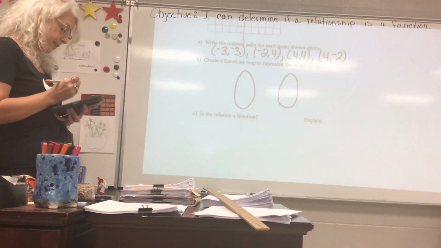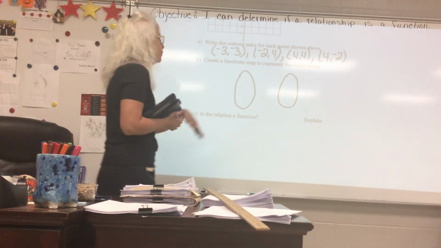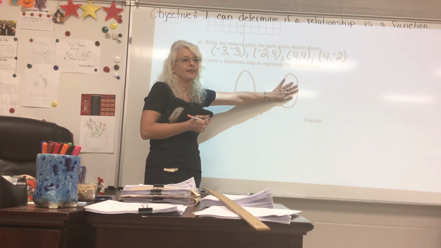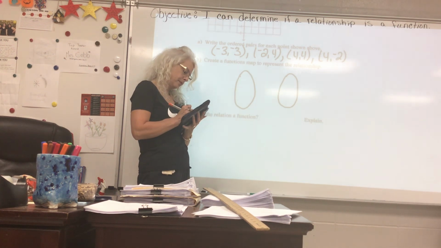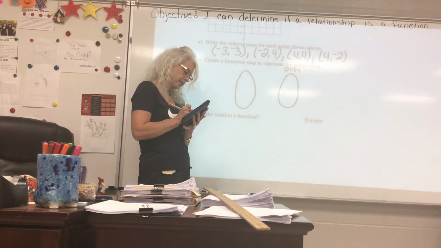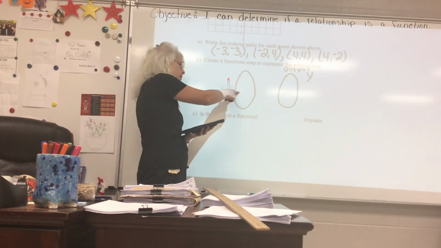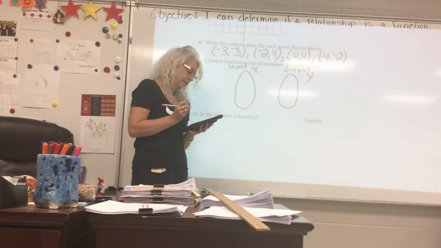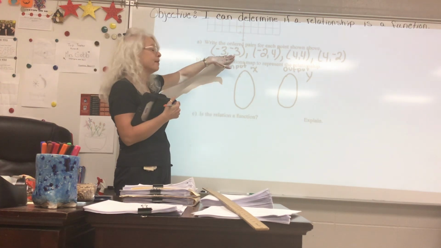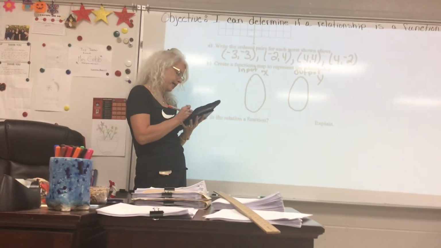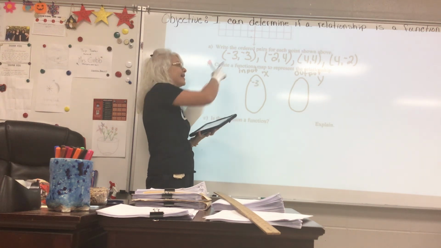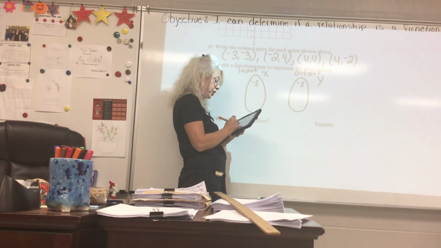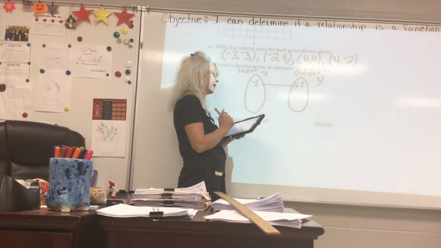So I'm going to just start out drawing my circles or ovals. Input or output? Output. So that one has to be the input. Is that the X or the Y? All right, what is the input for this point? Negative 3. What is the output for this point? Negative 3. And since those are the first ones that we're using, we know that we don't have any duplicates.